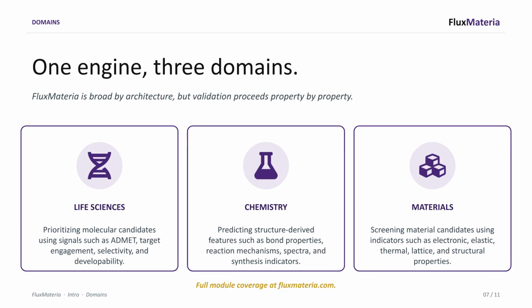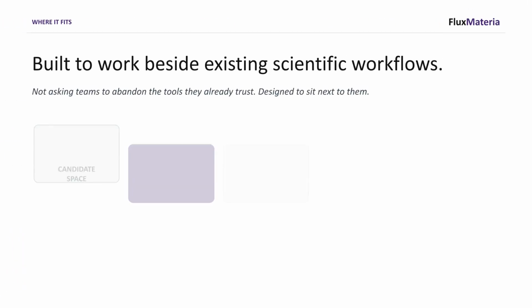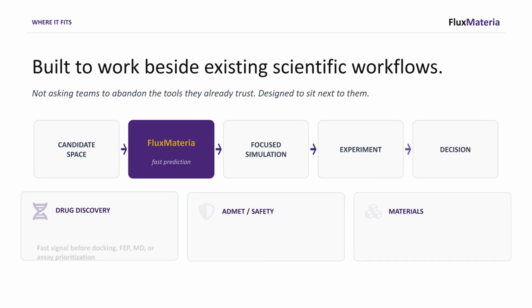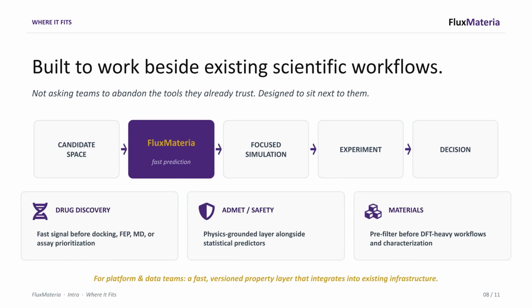Now, where does this actually live in a working R&D stack? The highest value place to use FluxMateria is early, when the search space is still large and every downstream choice is expensive. But none of this matters unless the predictions can actually be tested. So let's talk about that.